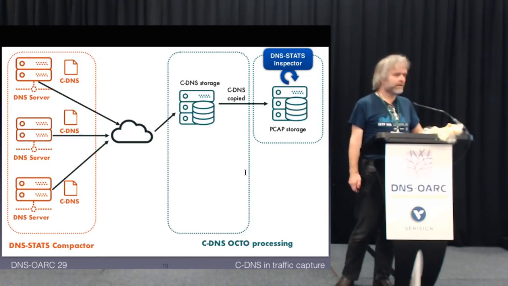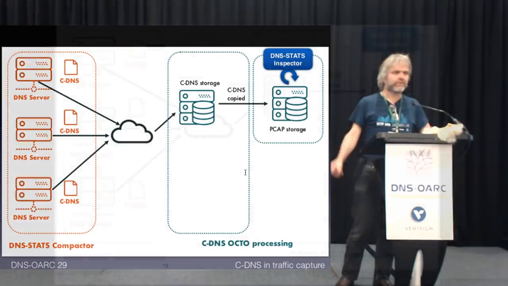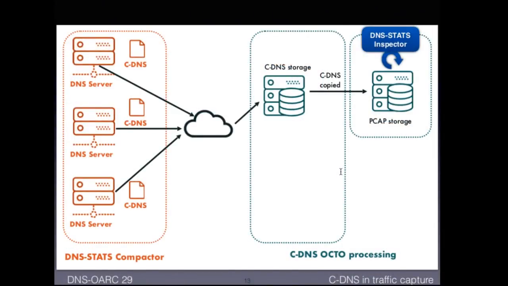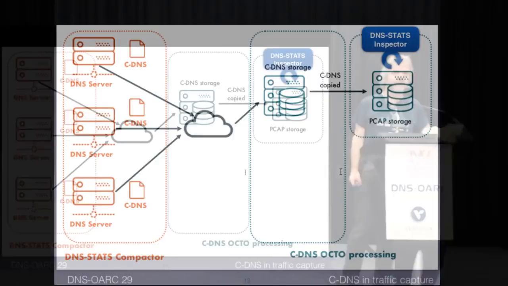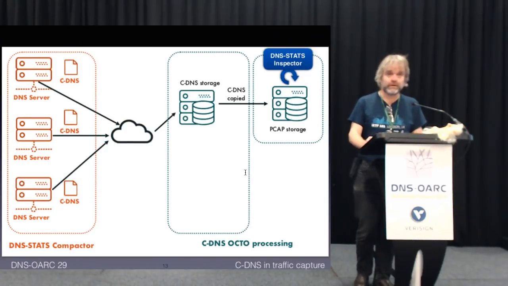Here is a little overview diagram of what's happening at the moment, with the server fleet collecting data, it proceeding through the network to land on some central servers, from whence it's transferred to Octo, converted to PCAP for further analysis. So that's what's been going on for some time now.